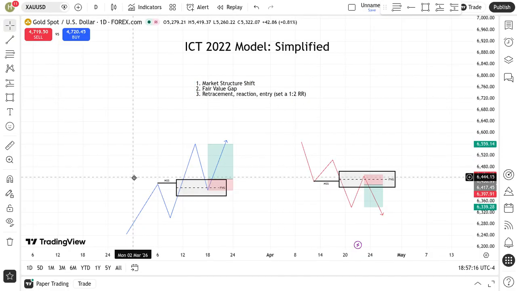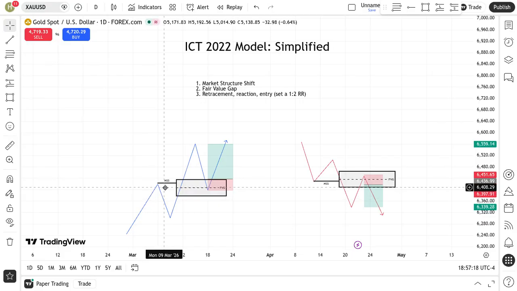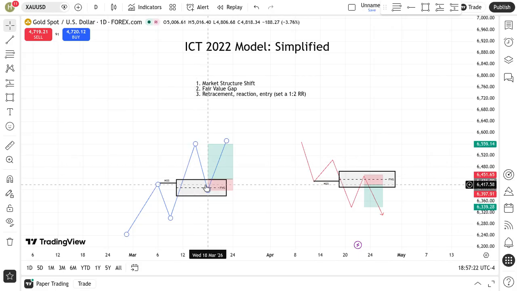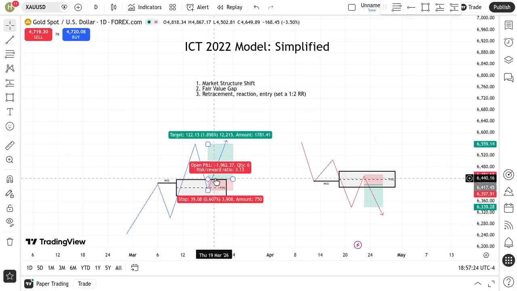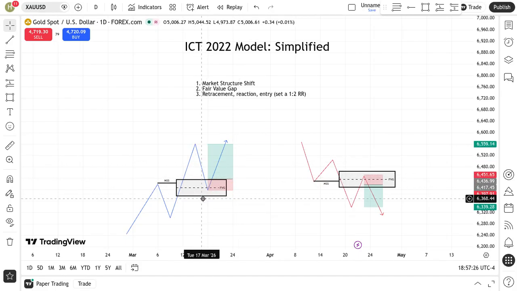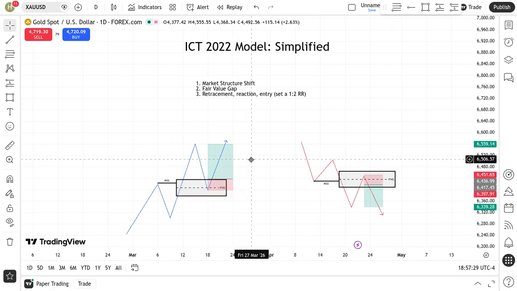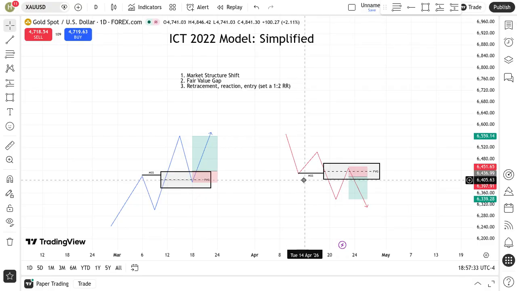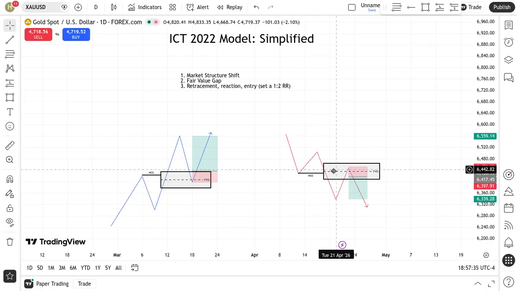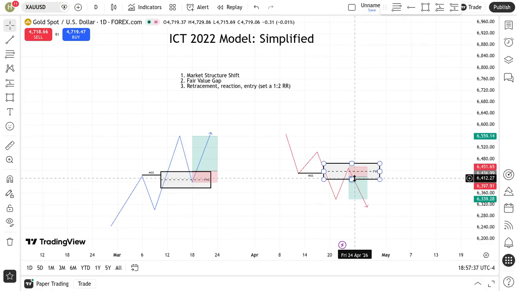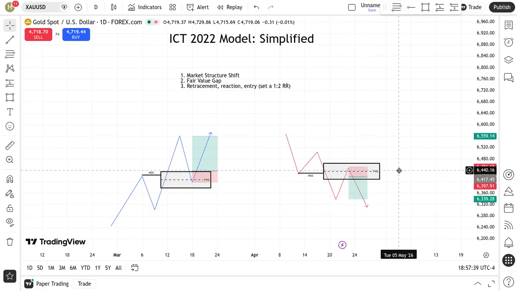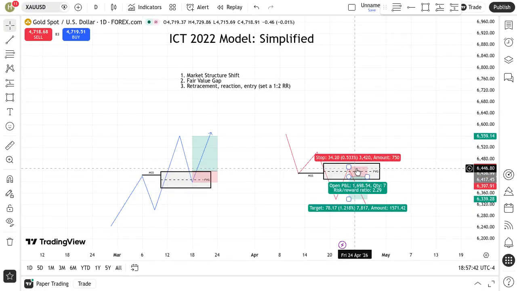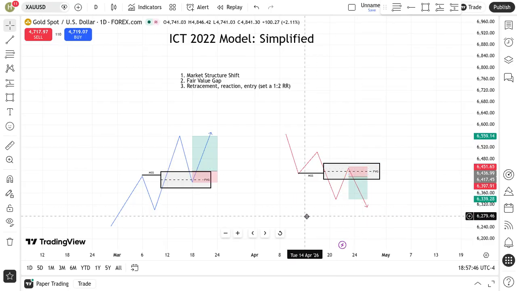If we look at these simplified examples here, we have a bullish market structure shift, we have a bullish fair value gap, we retrace into the bullish fair value gap, we react off of it, we enter, set our stop loss below the reaction point, and we set our take profit at a 1 to 2. And on the bearish side, we have a bearish market structure shift, a bearish fair value gap forms, we retrace into that gap, we react, then we set our stop loss off the reaction point high, and we set our take profit at a 1 to 2 risk reward.